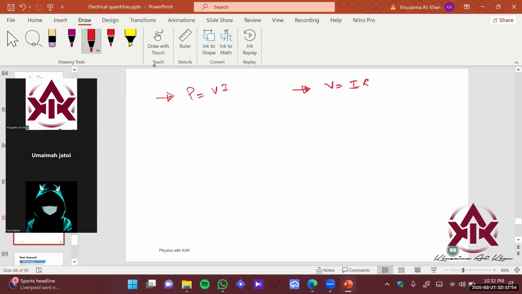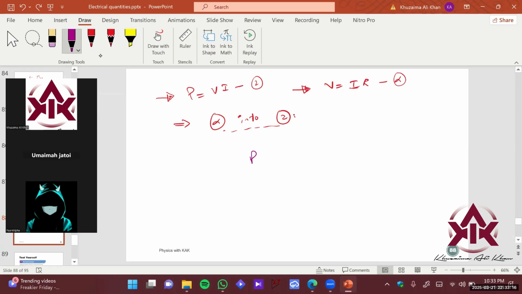Okay. So now let's substitute. Let me just label them. This is equation number 2. And let's call this equation number alpha. Let me substitute the alpha equation into equation number 2. In place of V, I'm going to substitute this relation for it. Let's see what we get.